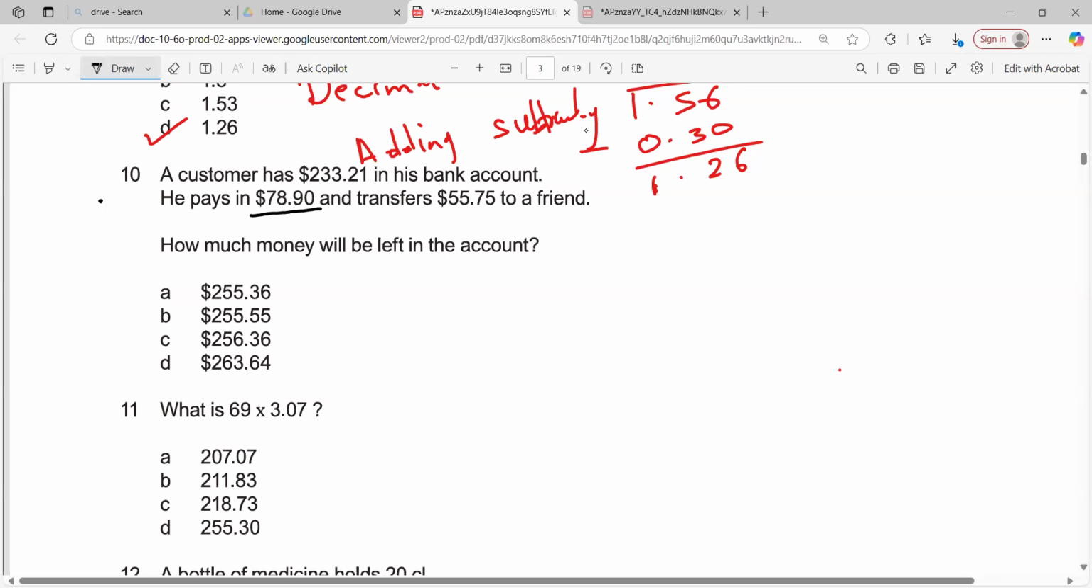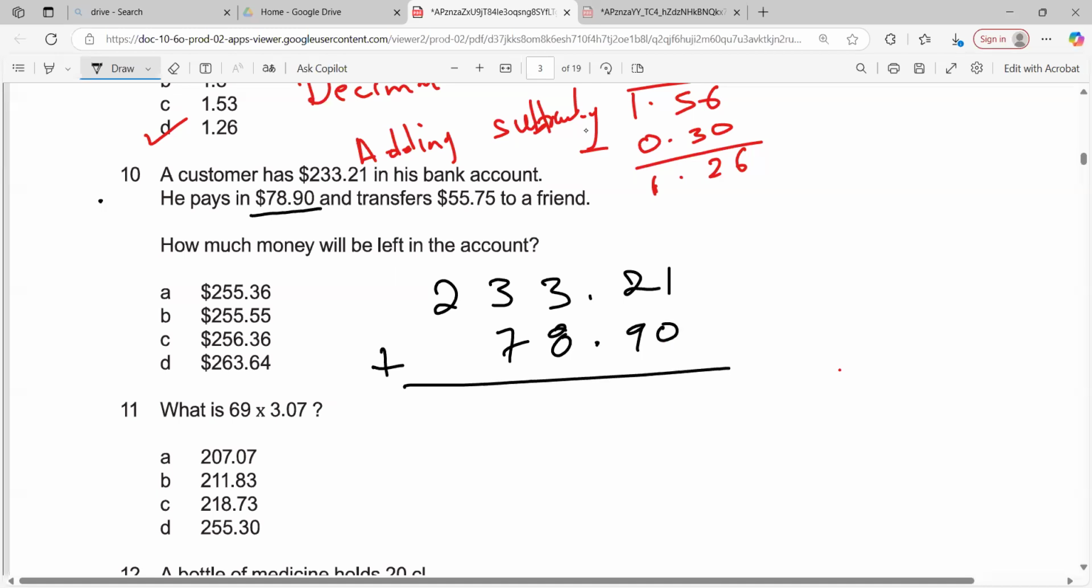Go ahead. So you're going to add 233.21 plus $78.90. You're going to 1 plus 0 is 1. So where the 233, you're going to cross out the 2 in the hundreds place. Please.